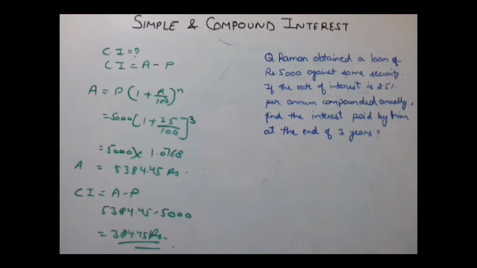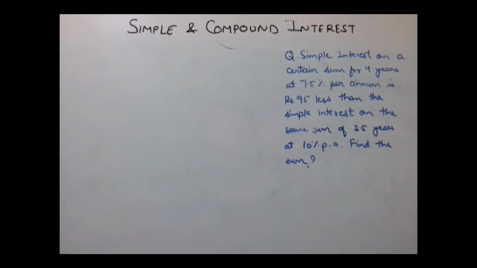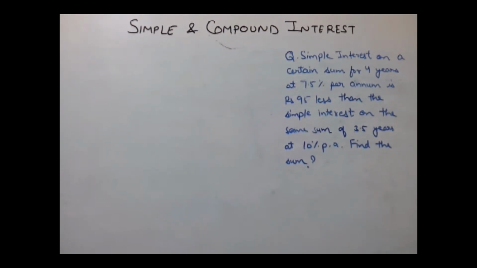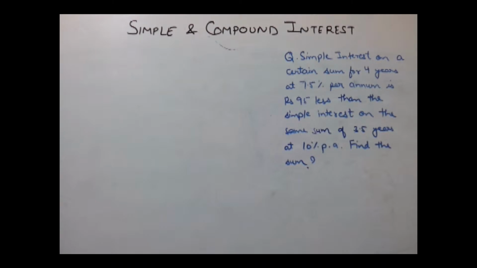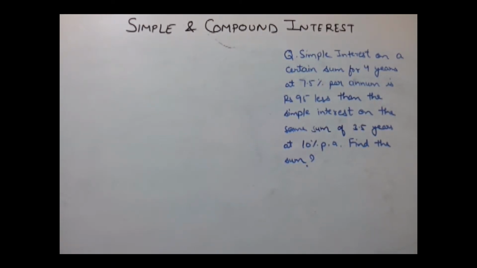Now let's have another example. Simple interest on a certain sum for 4 years at 7.5% per annum is rupees 95 less than the simple interest on the same sum for 3.5 years at 10% per annum. Find the sum. In our previous classes, we have discussed the formula which is used when different cases are there and we need to find the change in simple interest.